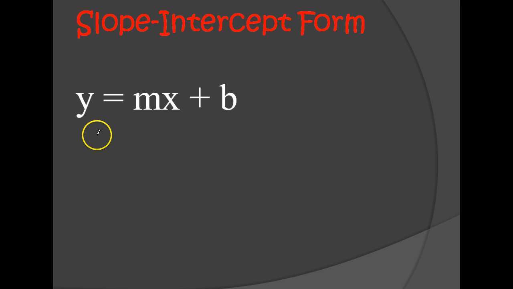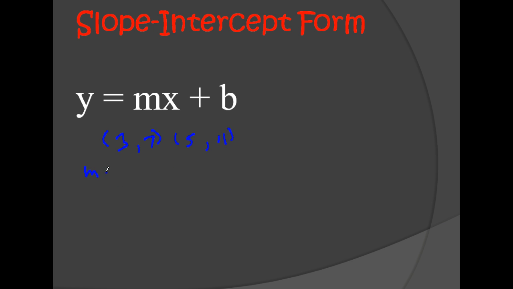Alright, now what if you aren't given a slope and the y-intercept? What if you're only given 2 points? And I still want to write an equation in slope-intercept form. So let's make up 2 points. So 3, 7, and let's say 5, 11. Alright, to write an equation in slope-intercept form, I need a slope and I need a y-intercept. I don't have either of those. So I'm going to figure out the slope.